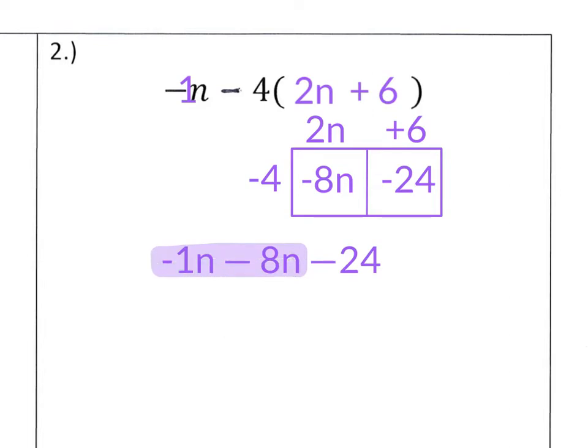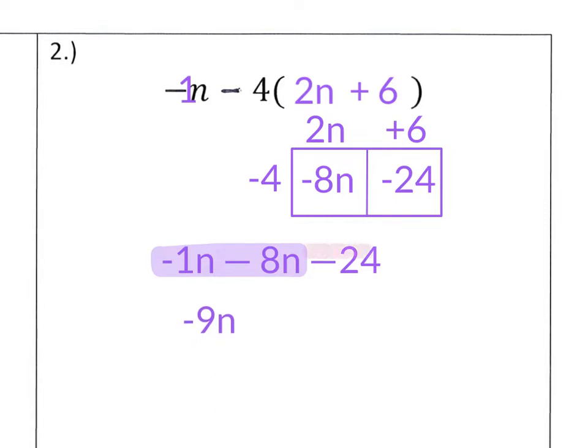Remember, we can't put the variable in, but we can put the negative 1 and the negative 8, the coefficients, in. Negative 1 minus 8 gives me a negative 9. They are both n variables. That's why we were able to combine them. So then I'm just going to put an n next to that.